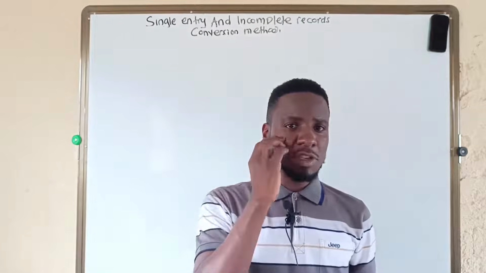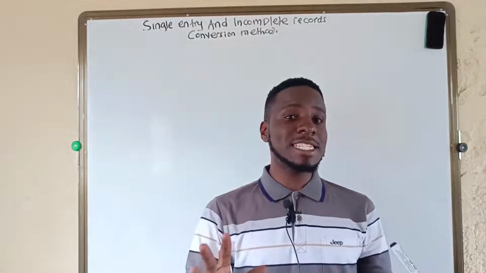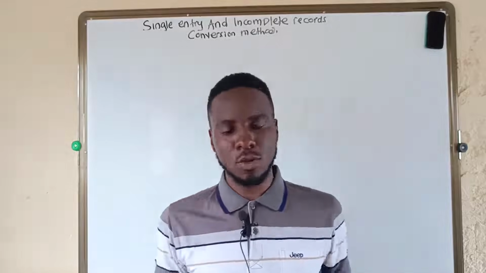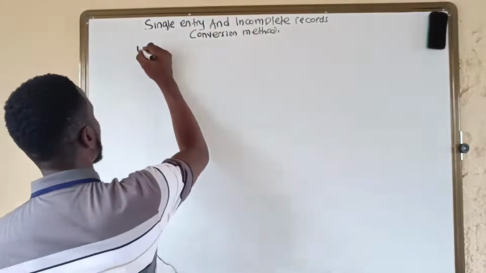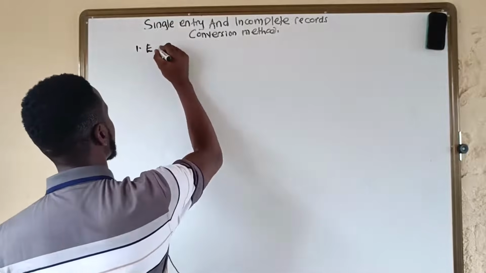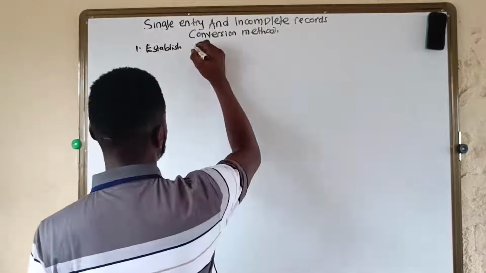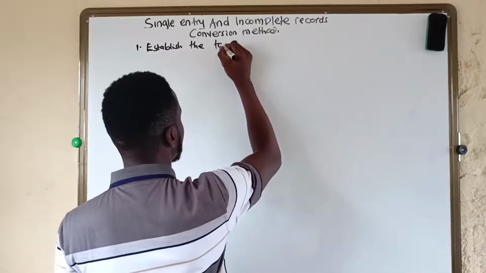Now, I'm going to give you about 4 or 5 steps that you're going to use. When you achieve these steps, you are good to go and you cannot fail such a number. So, these are the steps that you are supposed to follow. 1, establish the sales figure or the total sales.